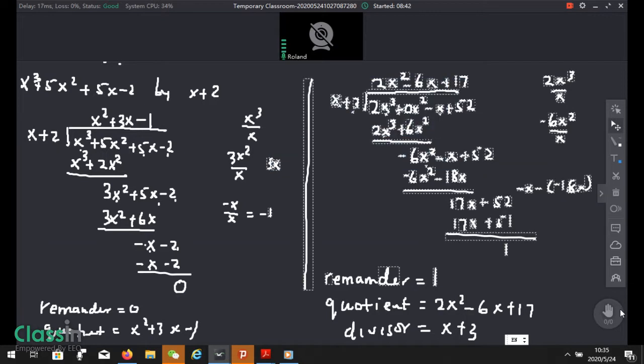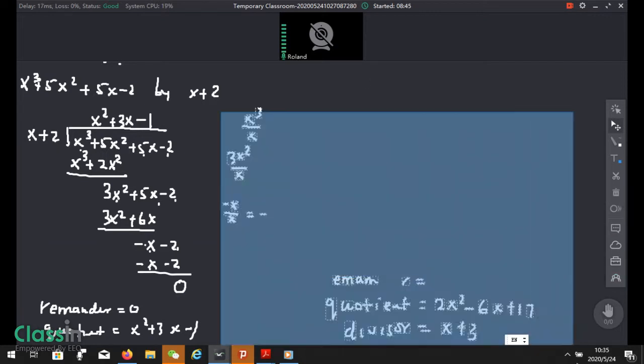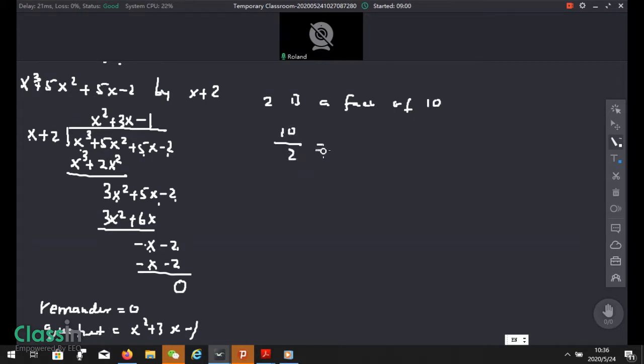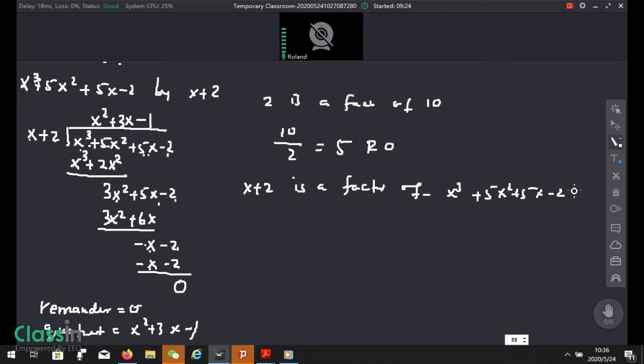So we can see that the remainder was 0. If you divide any number by its factor, it gives a remainder of 0. For example, we know 2 is a factor of 10. If you divide 10 by 2, you get 5, remainder 0. So since the remainder here is 0, we can conclude that x plus 2 is a factor of x cubed plus 5x squared plus 5x minus 2.